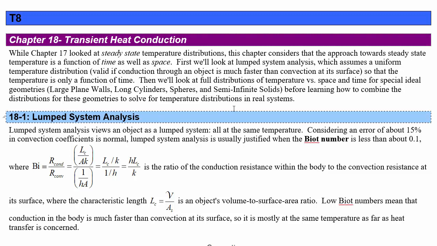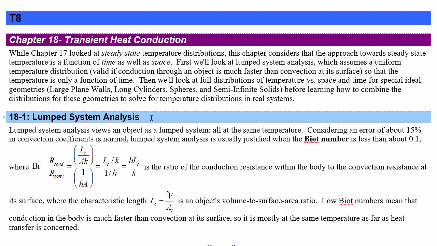Hi, and welcome to Eng Phys 3004 Lectures 16 and 17, where we're going to look at Chapter 18, Transient Heat Conduction. First, 18.1 is going to look at situations where the whole object is at the same temperature at any given time. So the temperature is only a function of time rather than time and space.